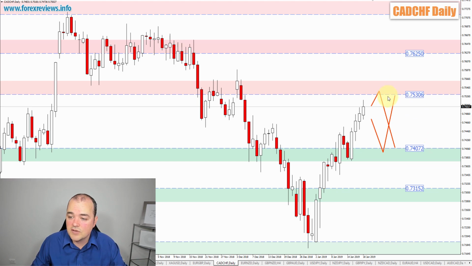So overall, the 75.30 zone area is a great area on this market to look for a potential bearish opportunity in this area and a potential move to the downside, and also the 74 zone area is a great area on this market to look for a potential bullish opportunity in this area and a potential move to the upside from this important zone. Okay, well that's it for that market.